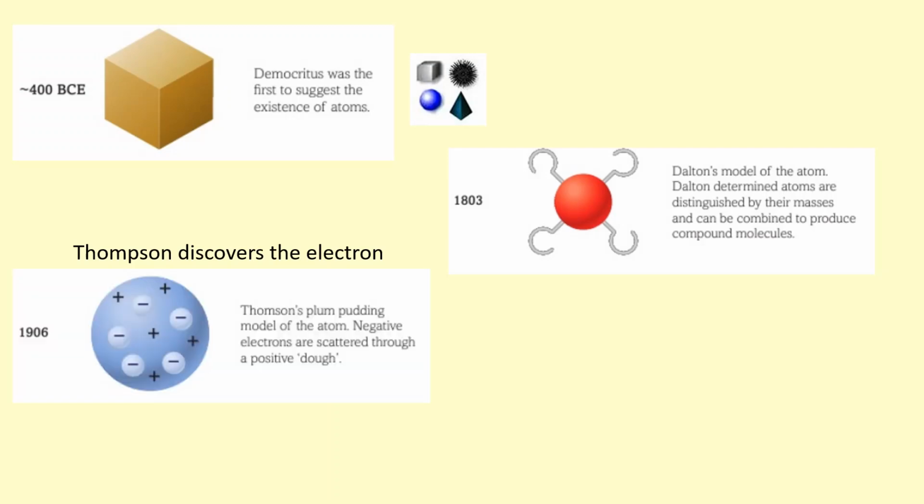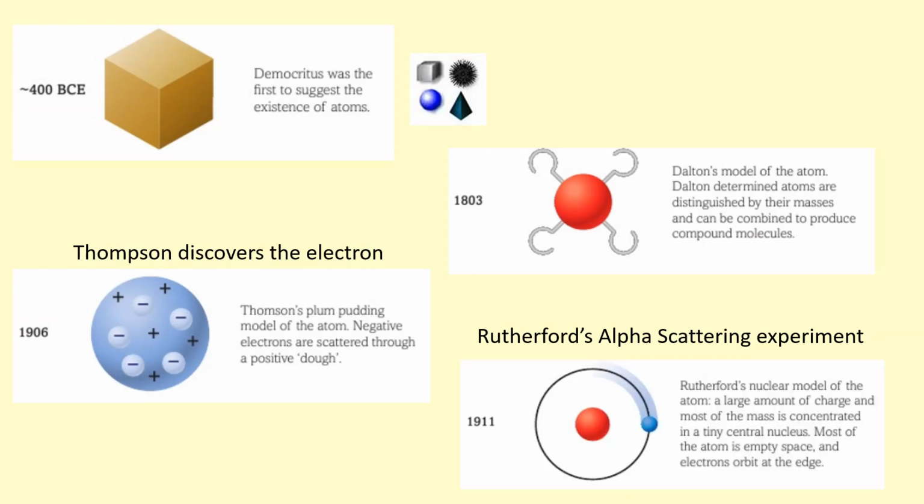When he discovered the electron, he came up with a plum pudding model, which is a cloud of positive charge with the negative electrons embedded in it. At this point in time, the proton hadn't been discovered, so you can't say that the positive charge is a proton, it's just a cloud of positive charge. And then the alpha particle scattering experiment took place, and this caused the plum pudding model to be abandoned, and we came up with the nuclear model of the atom.